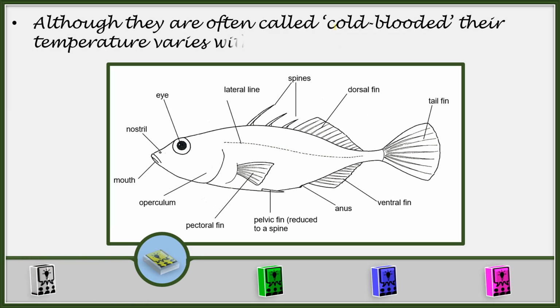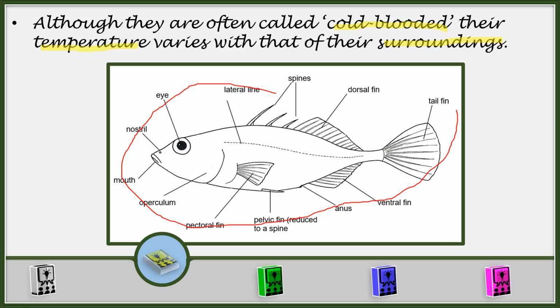Although they are often called cold-blooded, their temperature varies with that of their surroundings. So their body temperature always changes with that of their surroundings. When the temperature in the environment is high, their body temperature will also rise. And if it is low, then their body temperature is going to be low. So their body temperature varies with their surroundings.